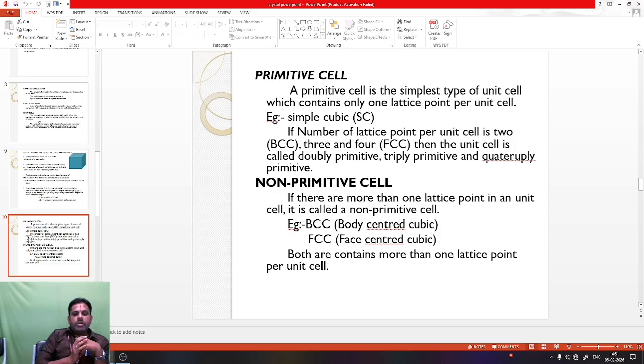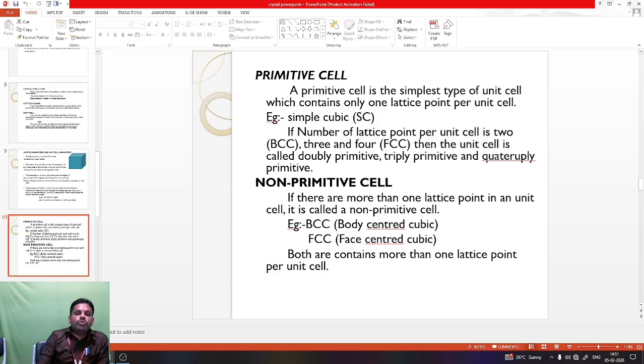If a crystal or unit cell is made up of only corner atoms, or made up of only one atom or one lattice point, then it is called a primitive cell. The number of lattice points per unit cell is 2 for BCC and 4 for FCC. BCC means body centered cubic system, FCC means face centered cubic system.